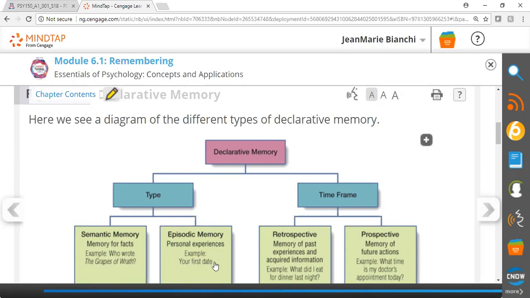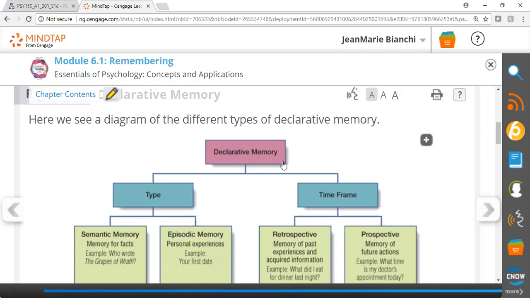And you'll look back to biopsych, we talked about that early this semester. Episodic memory heavily depends on the hippocampus. So that's a key brain area involved in episodic memory.